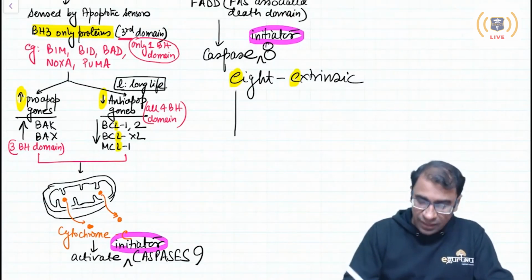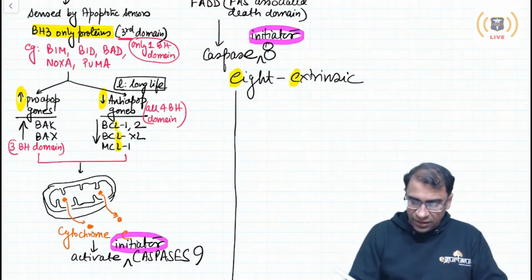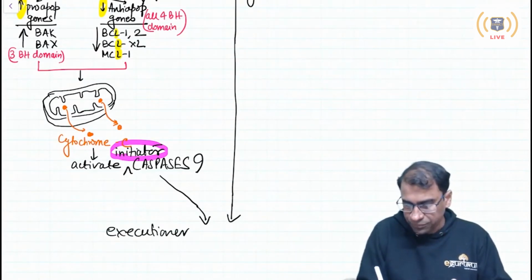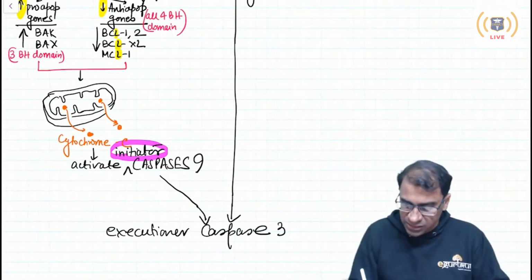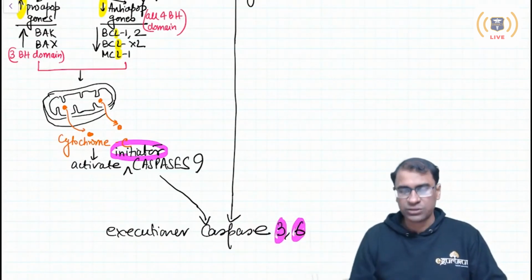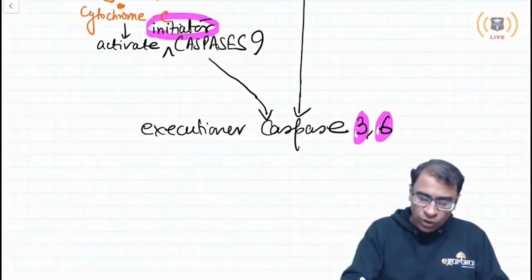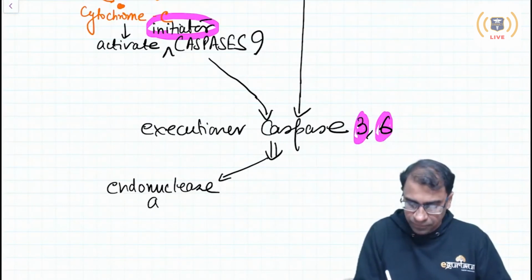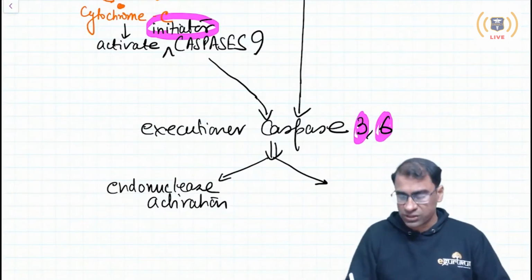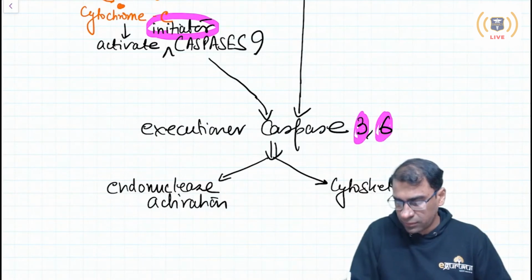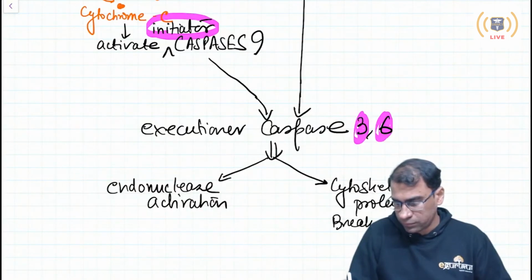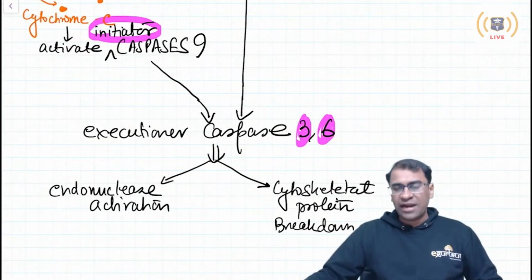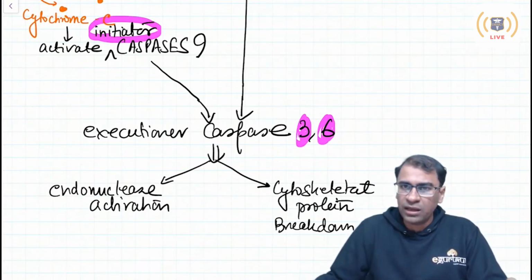Once this happens, the 8 and 9 will together activate the executioner caspase. The executioner caspases are caspase number 3 and 6. Because of the activation of the executioner caspase, they cause endonuclease activation and also cytoskeletal protein breakdown. So two things are broken down: one is the nucleus through endonuclease, and one is the cytoskeleton, that is the plasma membrane.